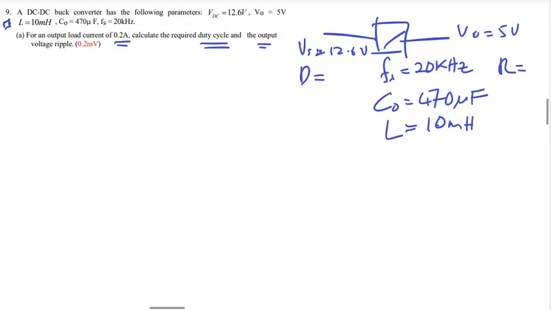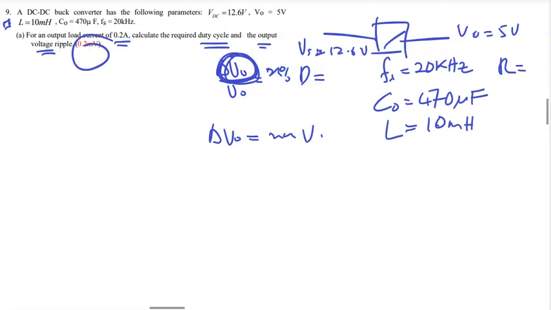Ripple voltage means this is ripple voltage, not ripple factor. Ripple factor is delta V out over V out, so this is ripple factor in percent, X percent, let's say. But ripple voltage is this part only. Ripple voltage is that delta V out, which is in volts.